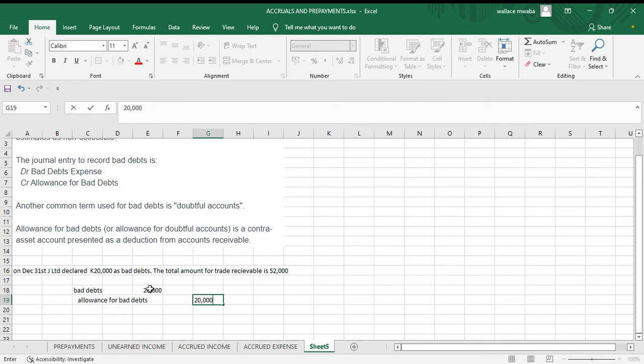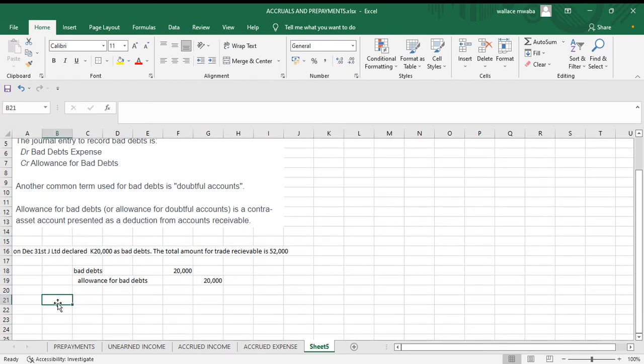As I stated earlier, the bad debts expense will be found in your statement of profit or loss. Then the allowance for bad debts is going to be subtracted from the total amount for your trade receivables. So let's say an extract of the statement of profit or loss, and the statement of financial position, the balance sheet.